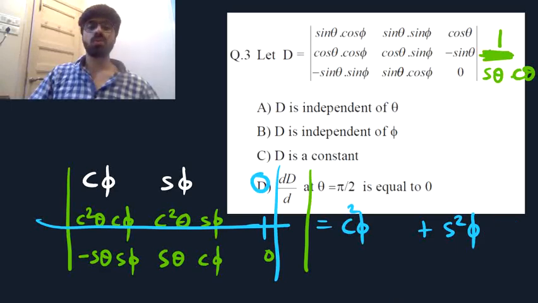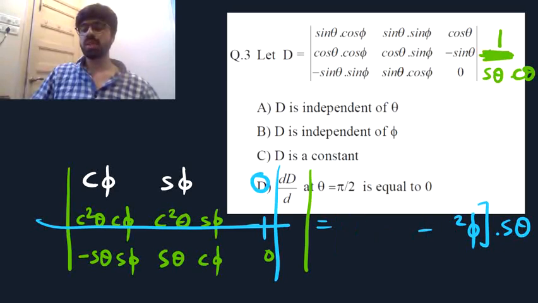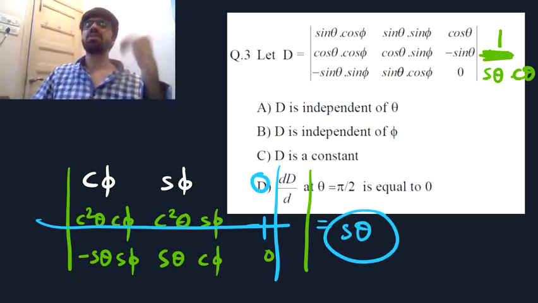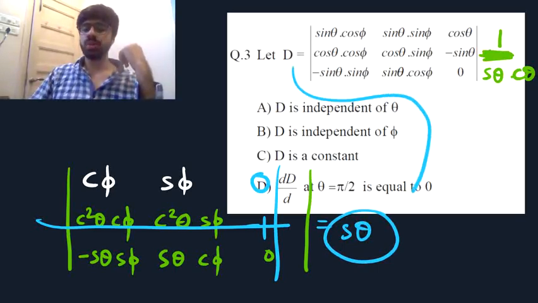So you will have cos square theta plus sine square phi into sine theta. The addition of these two will be 1. So we have 1 into sine theta, which is equal to sine theta. So finally the value for this determinant is equal to sine theta, and if the value is sine theta for this determinant, it is independent of phi, and that is why option B will be the right answer for the third question.